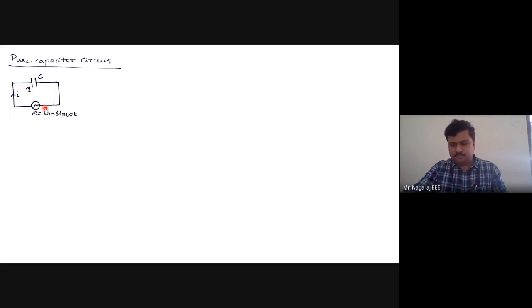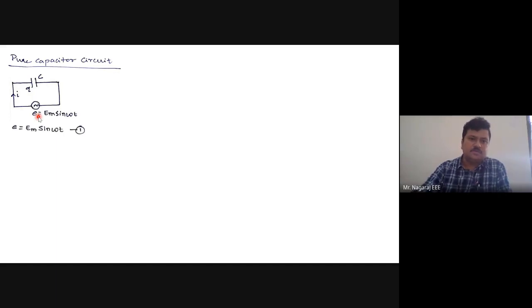Now we know that whenever I apply voltage to a capacitor, the capacitor will get charged, and that charge is acquired from the voltage supplied. The amount of charge carried by the capacitor is always proportional to the amount of voltage supplied to it. So let the supply voltage be Vm sin omega t, as the reference value.